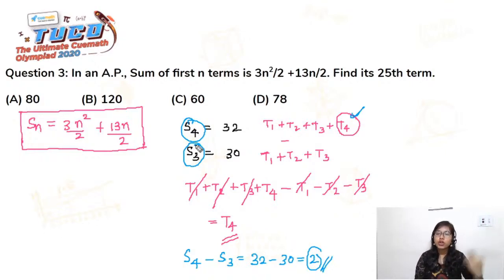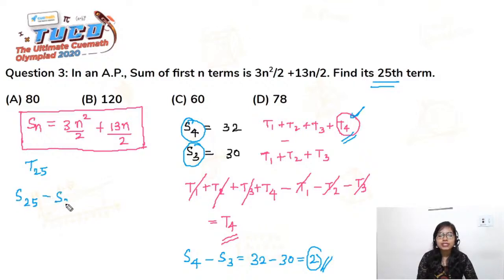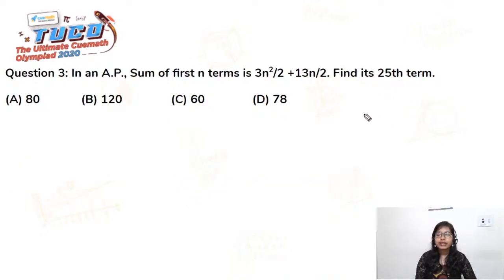Whenever you have the sums of two consecutive numbers of terms given to you, you can simply subtract the two sums to find that position's term. So similarly, if you have to calculate the 25th term, T25, one simple approach is to calculate S25 minus S24. Based on the same approach that to calculate T4, I just had to do S4 minus S3. So all I have to do is figure out the sum of 25 terms and the sum of 24 terms, and subtract them. So I'm quickly erasing this.